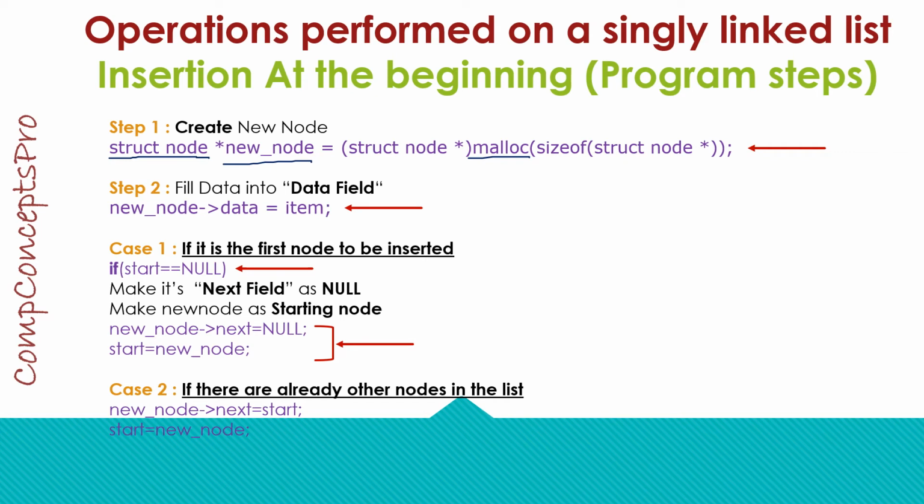The second case is if there are already some nodes in the list. In that case, first we have to assign the address of the next node to the next pointer of this new node. This will be done by this. This statement tells that whatever address value is stored in start pointer, that we have to store in the next pointer of new node as well. Lastly, we have to store the address of new node in the start pointer.